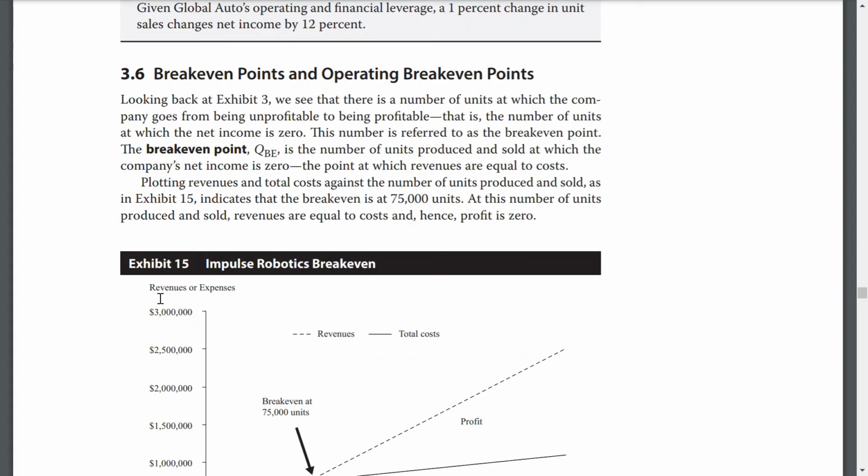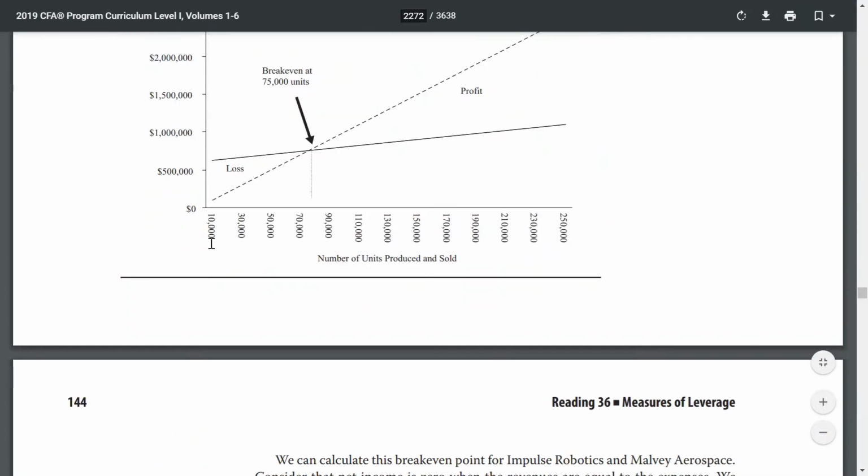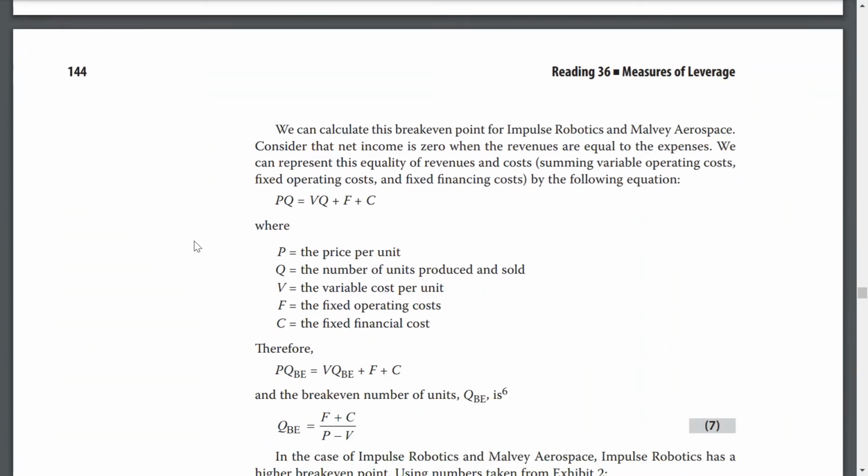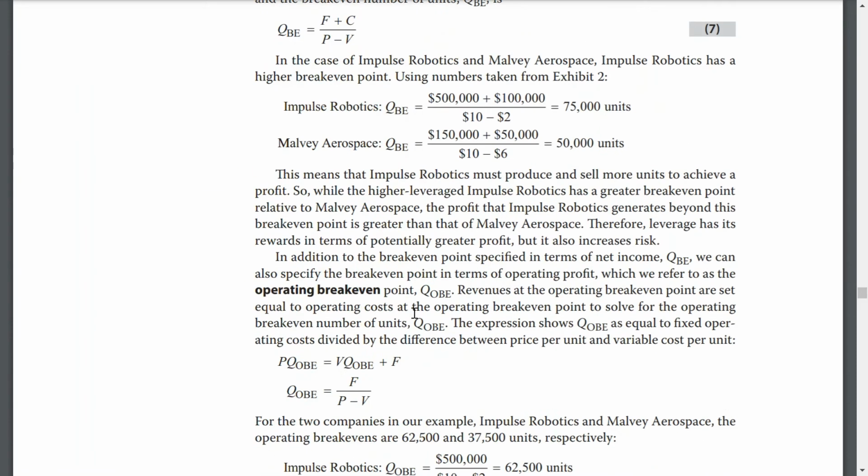Plotting revenues and total costs against the number of units produced and sold in Exhibit 15 indicates that the break-even is at 75,000 units. At this number of units produced and sold, revenues are equal to costs, and hence profit is zero. We can calculate the break-even point for Impulse Robotics and Marvell Aerospace. Net income is zero when the revenues are equal to the expenses. We can represent this equality of the revenues and costs by the following equations. So if you look at the equations, this means that Impulse Robotics must produce and sell more units to achieve a profit.